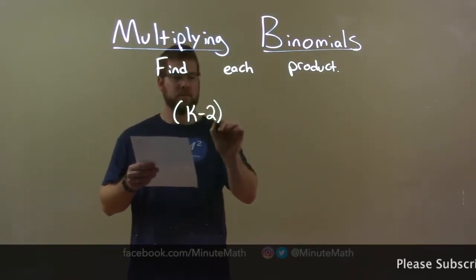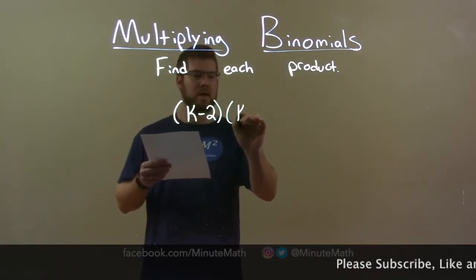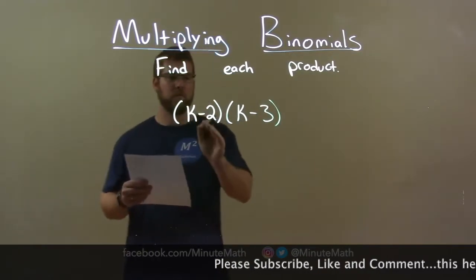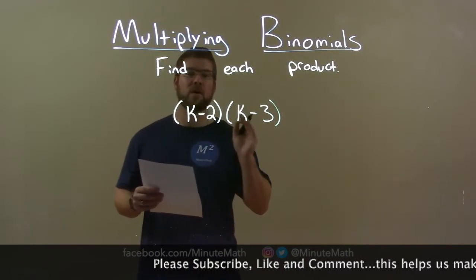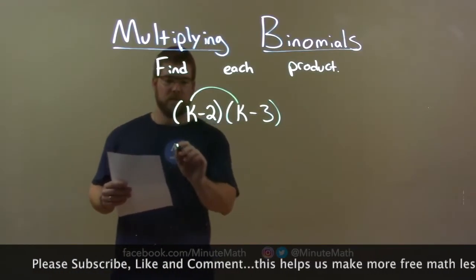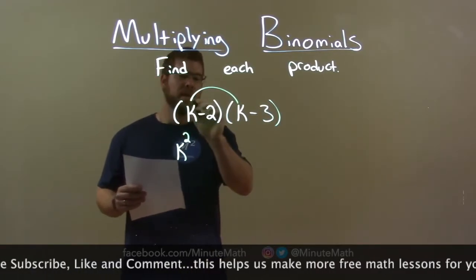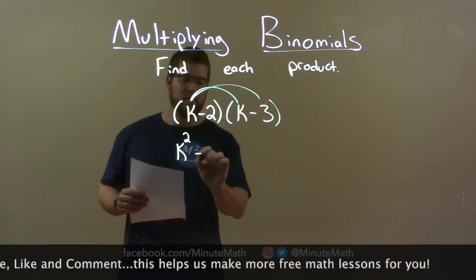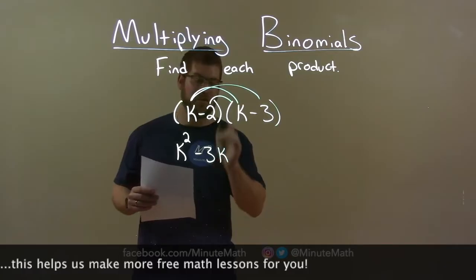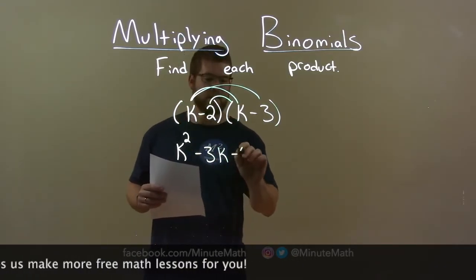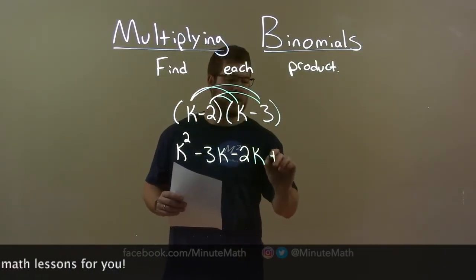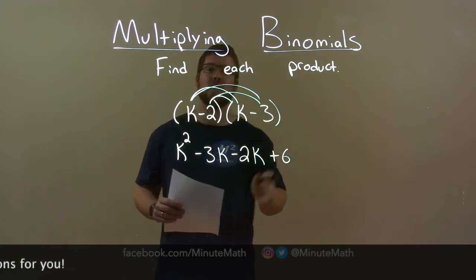k minus 2 times a k minus 3. We want to take all parts of our first parenthesis and multiply it by all parts of our second parenthesis. So k times k is a k squared. k times a minus 3 is a minus 3k. A minus 2 times a positive k is a minus 2k. And lastly, a minus 2 times a minus 3 is a positive 6. Negative times a negative is a positive.